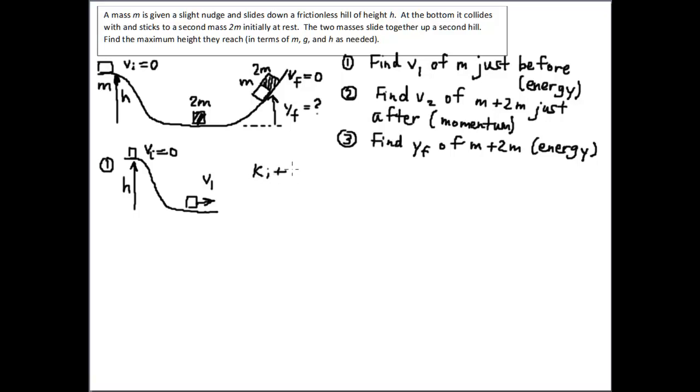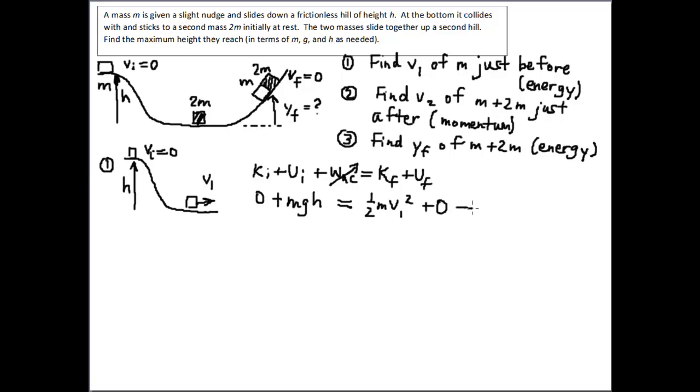So kinetic initial plus potential initial plus non-conservative work equals kinetic final plus potential final. Initial is at the top of the hill, final is at the bottom of the hill. There's no initial kinetic energy because we just give it a slight nudge, so it's so small that we're going to neglect it. If we measure the height from the bottom of the hill, the initial potential energy is mgh. There's no non-conservative work because there's no friction on this hill. Final kinetic energy is 1/2 m v1 squared, because that's the speed it has at the bottom of the hill. Final potential energy is 0 because it's at the bottom, and so we measure the height of the system from the bottom, so there's none there.